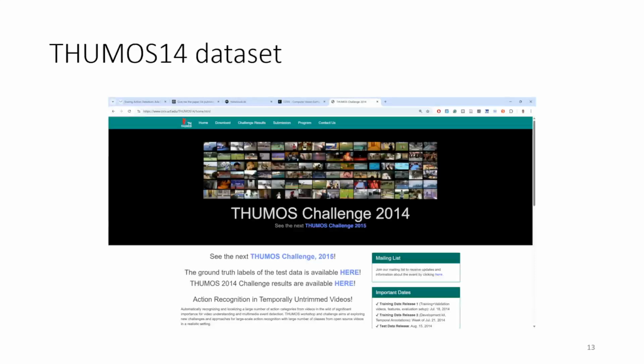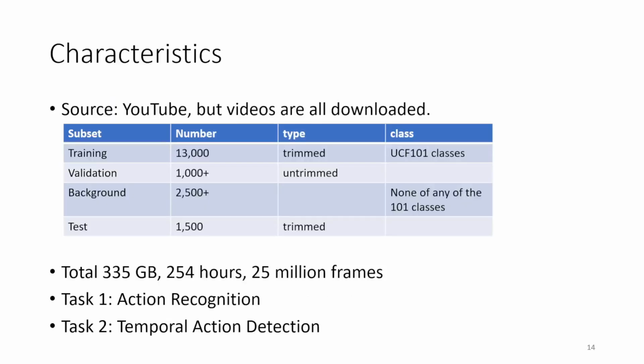And then another widely used dataset for the temporal action detection is THUMOS 14. THUMOS 14 is also a collection of YouTube videos, but there are some differences. First, for temporal action detection, there are only 20 classes. I should say, THUMOS 14 is a large dataset.